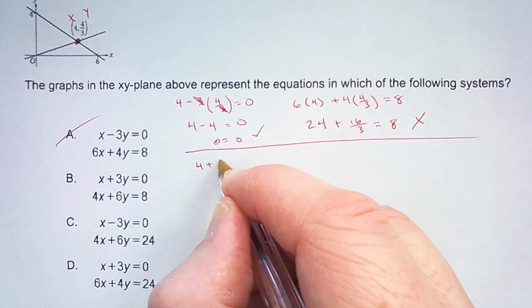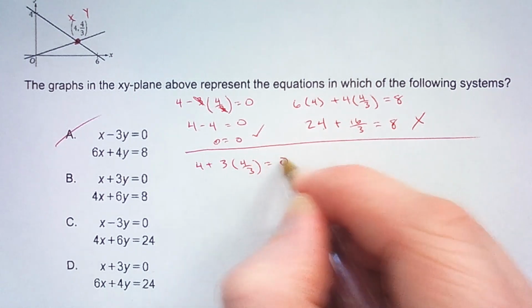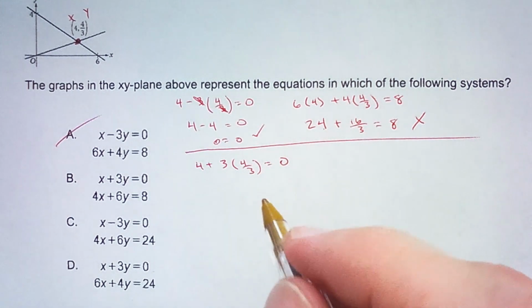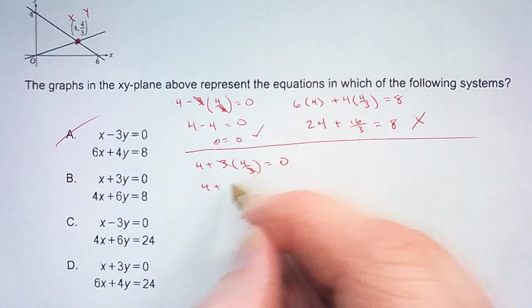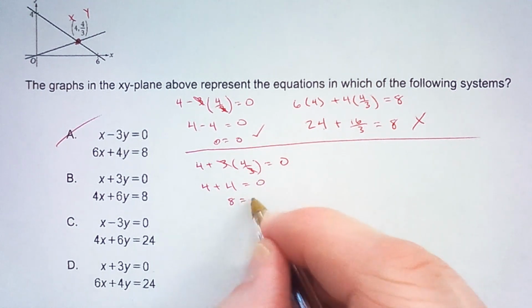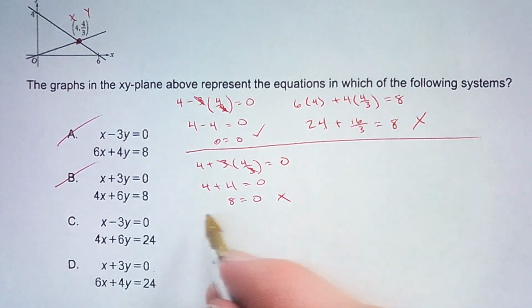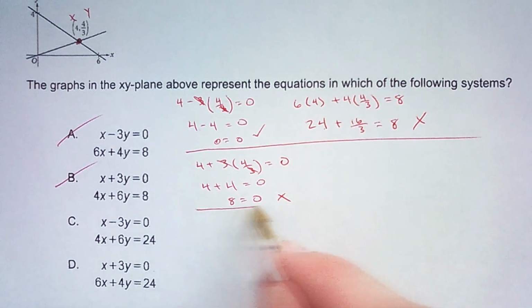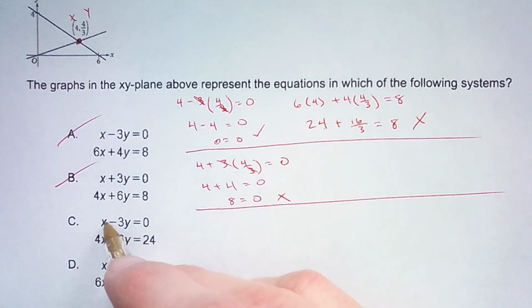So we have 4 plus 3 times 4/3 equals 0. Okay, so 4 plus, and then these 3's will cancel, 4 equals 0. 4 plus 4 is 8. That does not equal 0. So option B did not work out in the first equation. I don't care what it does in the second equation because it didn't work in the first. So we'll move on to option C.